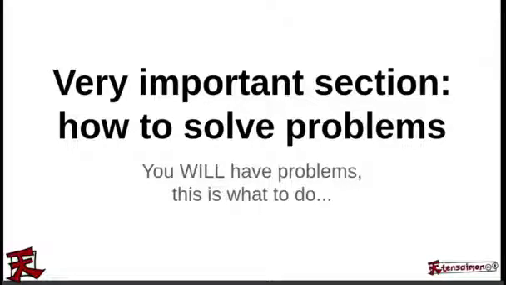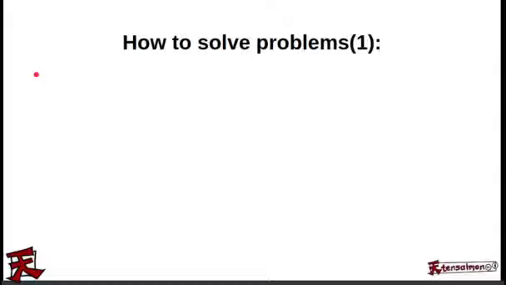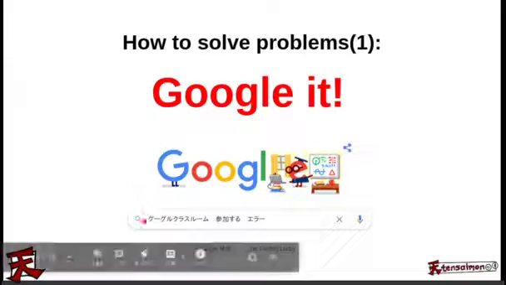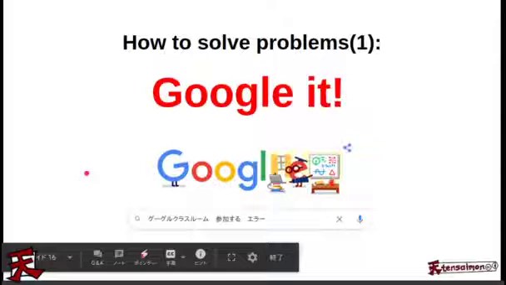A very important section. This is how to solve problems, because there will be problems. I promise you there will be problems. This is what to do. Okay, how to solve problems. Number 1, Google it. Okay, so for example, one problem people had really early on was that they couldn't get into my Google Classroom. So here's what to do. Google it. Google Classroom join error. Okay, if you ask Google that question, you'll probably get the answer.